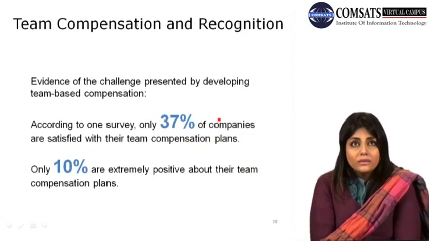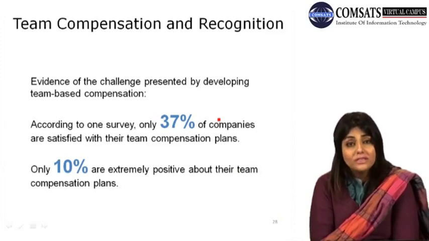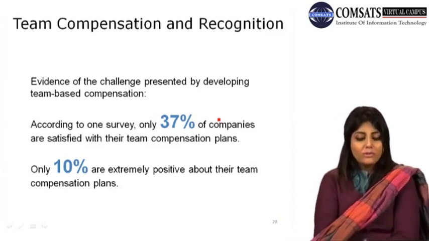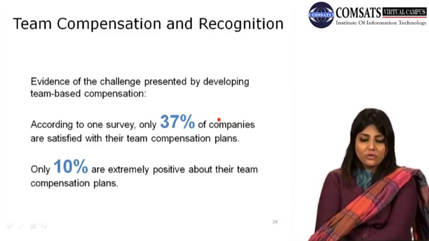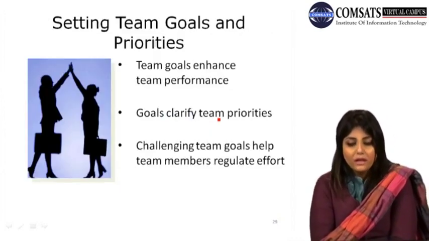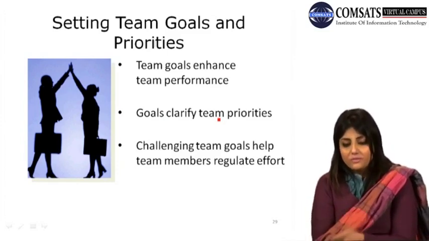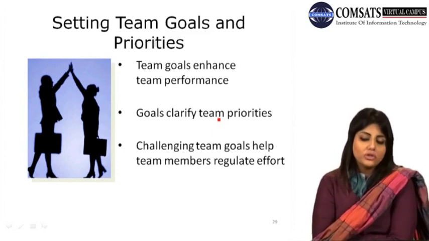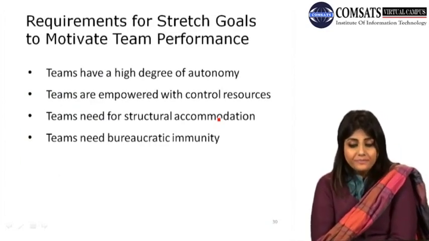Then according to one survey, it has been shown that only 37% of the companies are satisfied with their team compensation plans, while only 10% are extremely happy or extremely positive about their compensation plans. So this is the figure on the satisfaction of the members with the compensation plans for the team. We discussed that the goals need to be really specific, and the teams need to set very specific goals, and they also need to set the priorities, right?